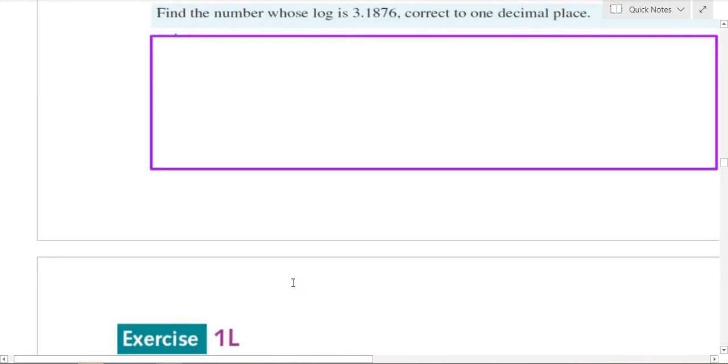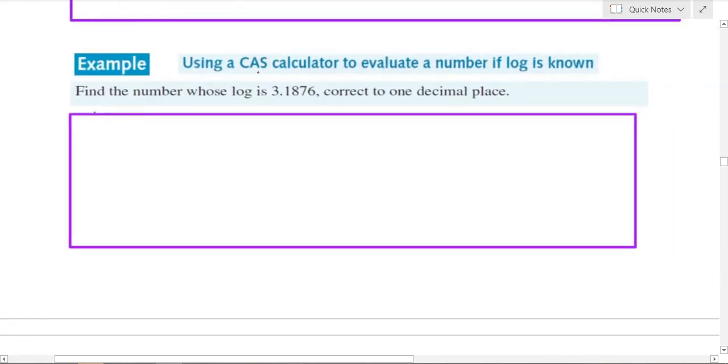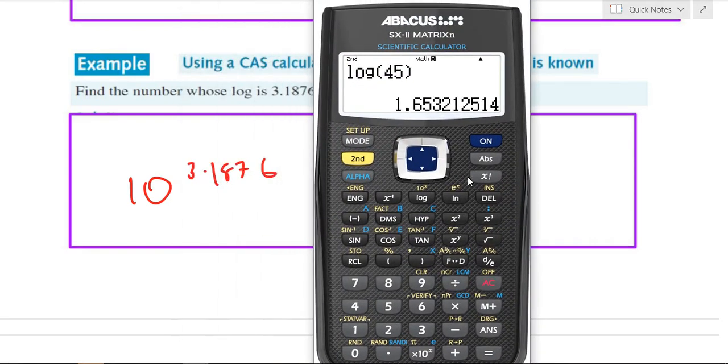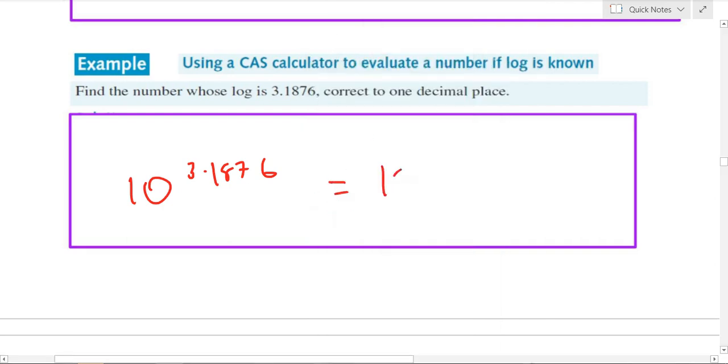All right, let's do the last bit there: evaluating a number whose log is given. When you're asked to find a number whose log is this, all you have to do is 10 to the power of that number. So it's going to be 10 to the power of 3.1876. Just put that in your calculator. Remember, we're just going to use 10 as our base. 10 to the power of 3.1876 gives 1540.28. It says 1 decimal place, so it becomes 1540.3.